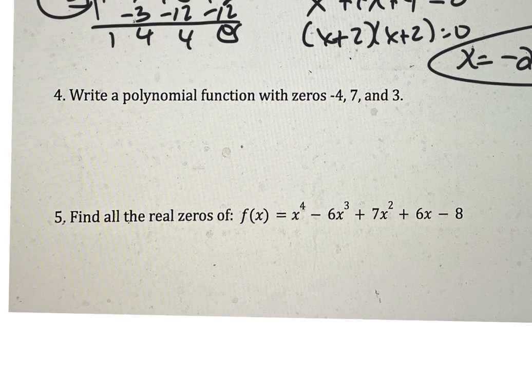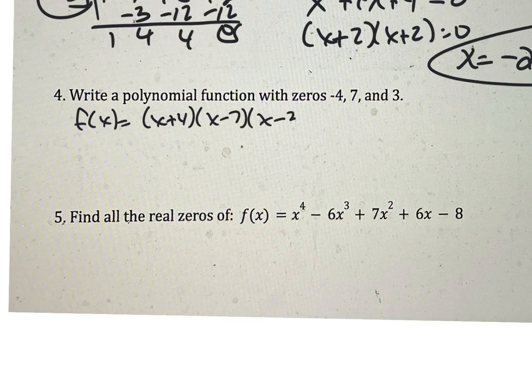All right, number 4 is going to take a little more room. Number 4 says we're going to go backwards. It's giving us our zeros, which are negative 4, which came from here. It gave me 7, which came from here. It gave me 3, which came from that factor. Now your job is to multiply all that out.